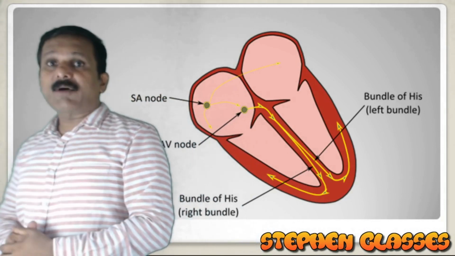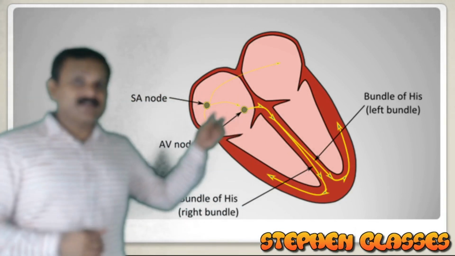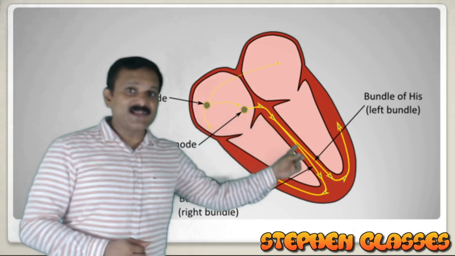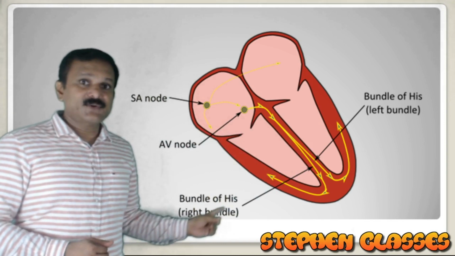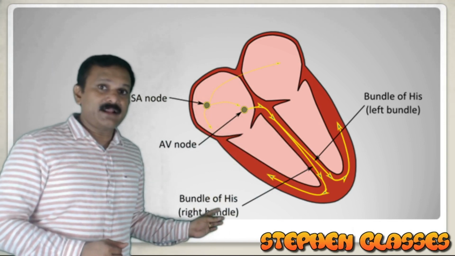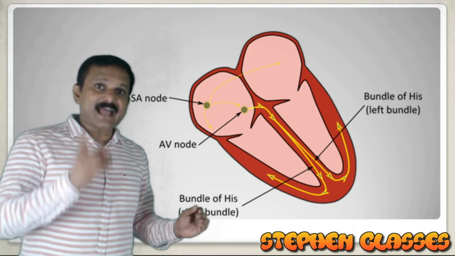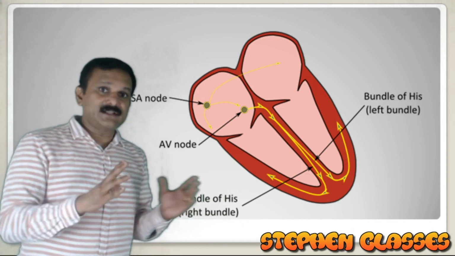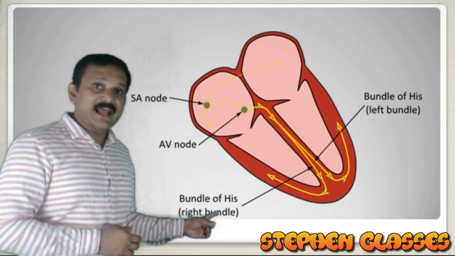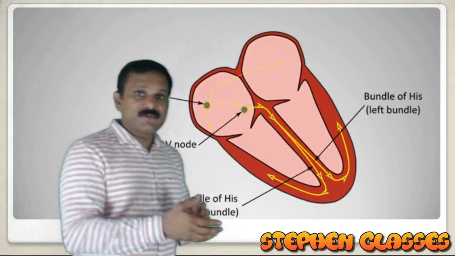This question is about the conducting system. Here you can see the SA node, AV node, the bundle branches, and you can also see the Purkinje fibers. So what do you mean by the bundle of His? By bundle of His, we mean the bundle branches and the Purkinje fibers together. That will form bundle of His. So you can see the right bundle as well as the left bundle marked there.